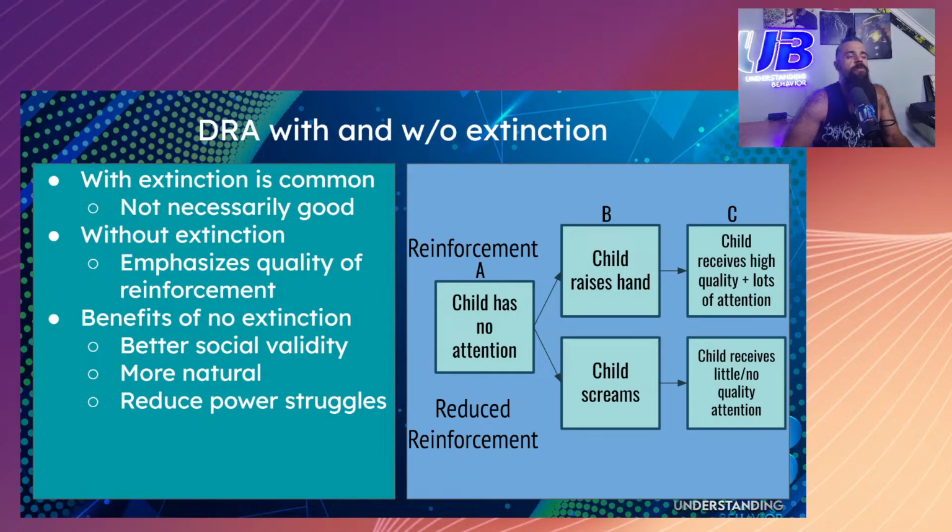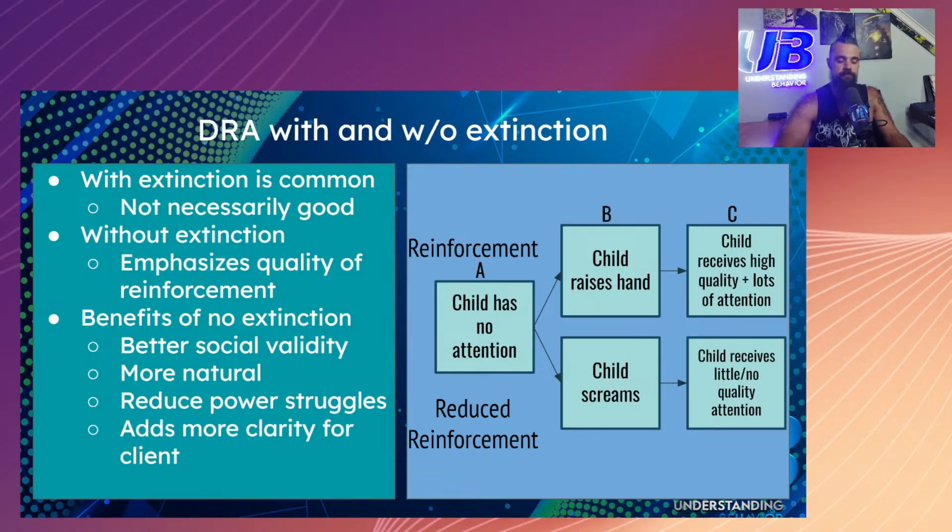This can also reduce power struggles. So again, if you're straight ignoring a client, it's kind of like a battle of wills almost, where it's like who can outlast the other one. So it's like, how can this kid scream longer than the adult can wait out? And those power struggles can lose a lot of social validity with our intervention, and also kind of create a traumatizing experience for your client as well. So avoid those power struggles whenever possible, and DRA without extinction will help you do that.